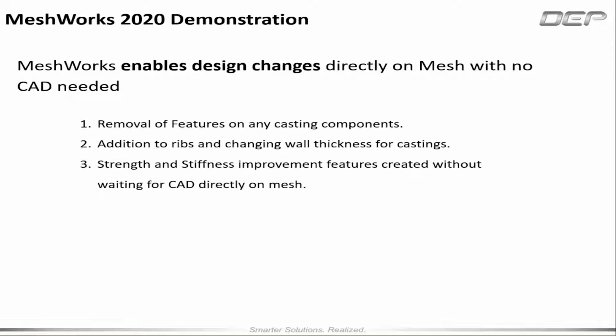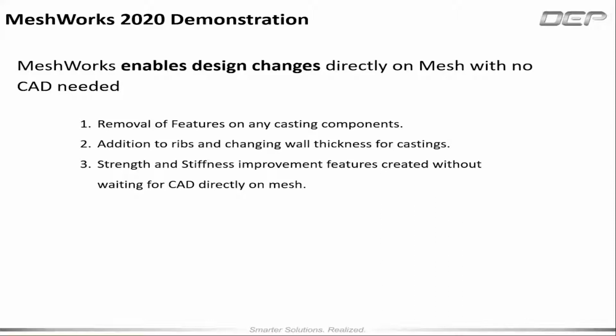For example, if the engineer wants to run topology optimization, we go through some of the steps, starting with removal of features, and then we create the design space, and then we run the topology.